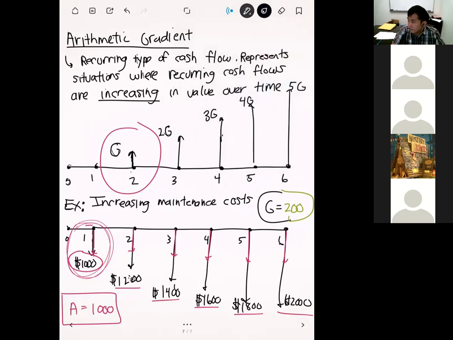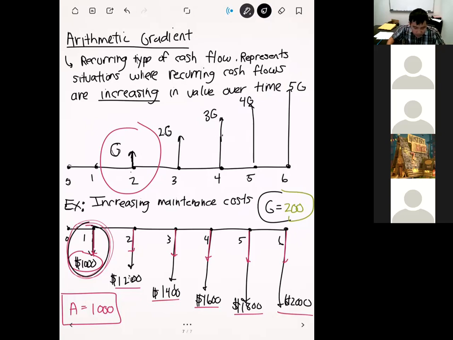Professor, why does G only happen around year 2? Can G not ever happen at year 1? Yeah. So year 1, any cost on basically any series that starts on year 1, we call the base amount. In this example at the bottom, the base amount is 1,000, and that cost doesn't start increasing until year 2. That's why the standard form is for the arithmetic gradient to start on year 2. All right, thank you.